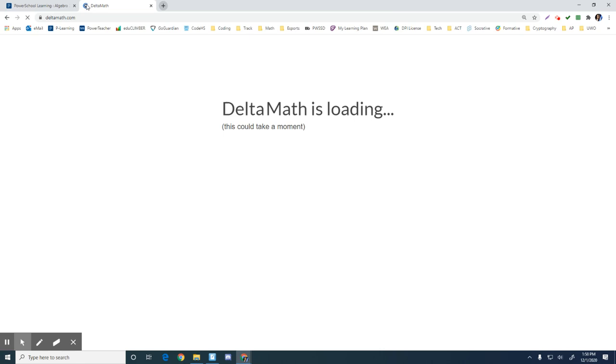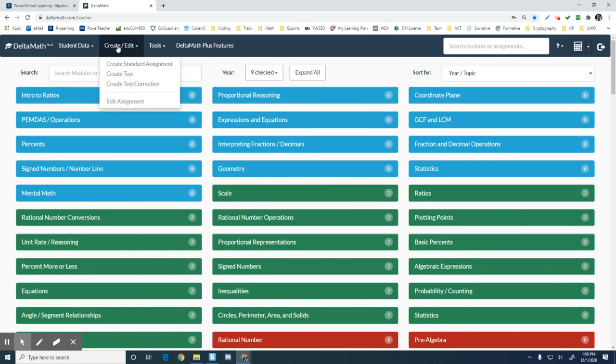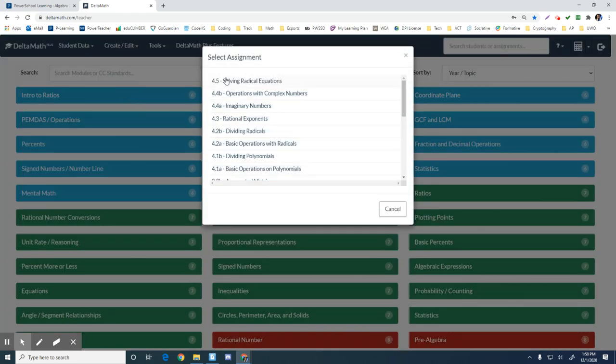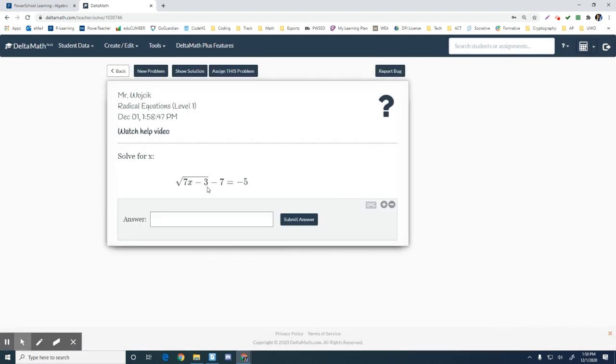Good luck, everyone. Oh, wait, let me show you the Delta Math. I'm sure you can figure it out. It's pretty straightforward. I just have two different types of problems for you to work through in this 4.5, solving radical equations. There's the level 1, which is very nice and simple, where you just get the radical by itself, and then you square both sides. I think these actually are all square roots. But on your test, I'm going to be giving you cube roots and fourth roots and stuff like that. Just raise it to the appropriate power.